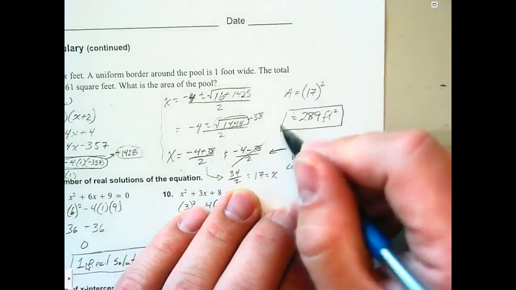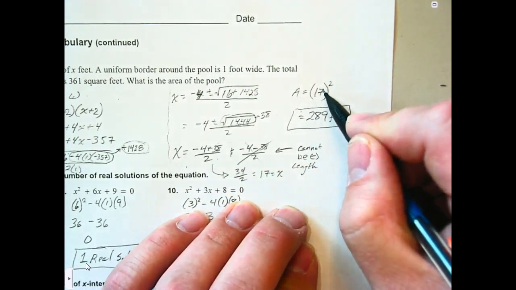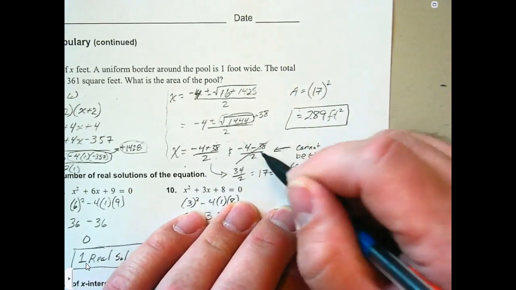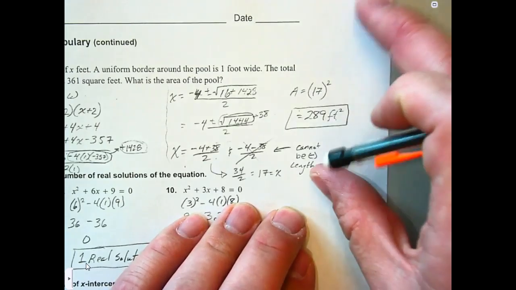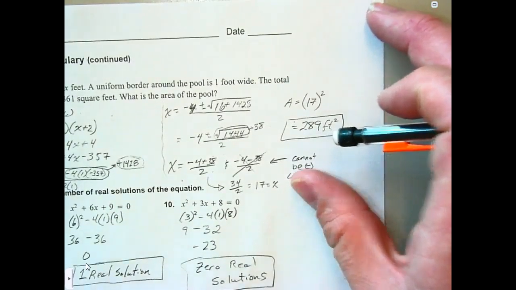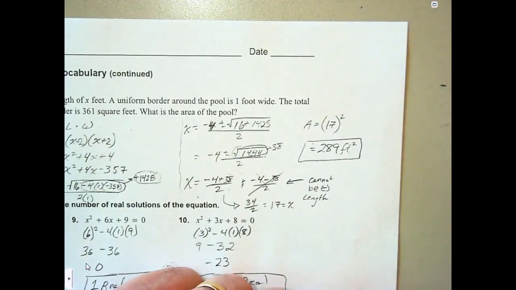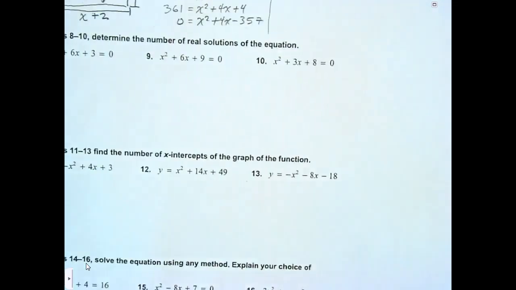All right? So we end up with x equals 17. 17 times 17 is 289. Notice we throw out the negative because you can't have a negative length. Okay. Questions?